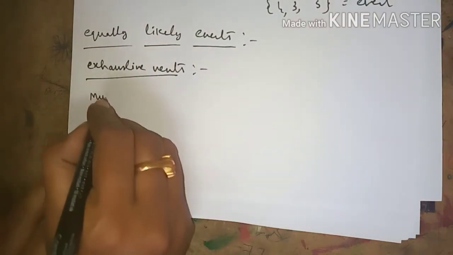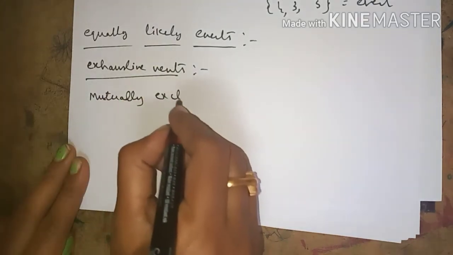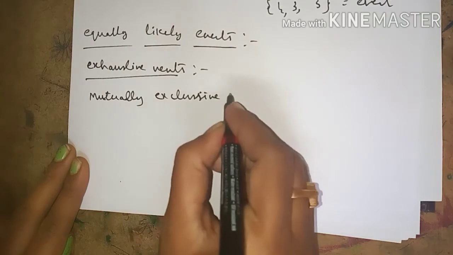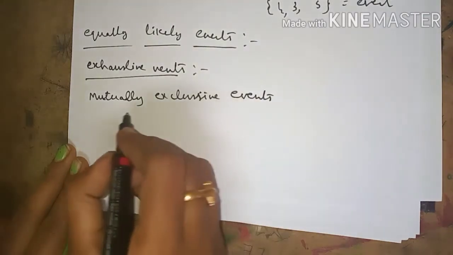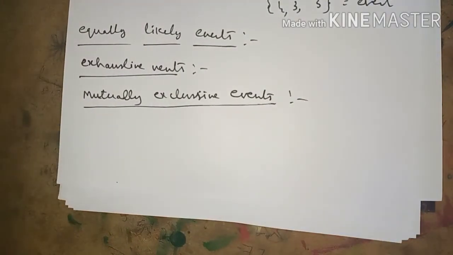The next one is mutually exclusive events. When will you say the events are mutually exclusive? Events are said to be mutually exclusive if the happening of one event prevents the happening of any other event in a trial. Such types of events are called mutually exclusive events.